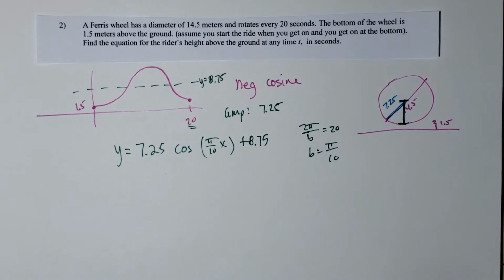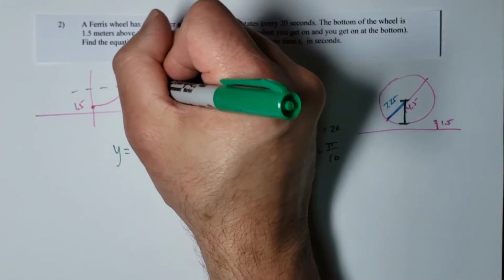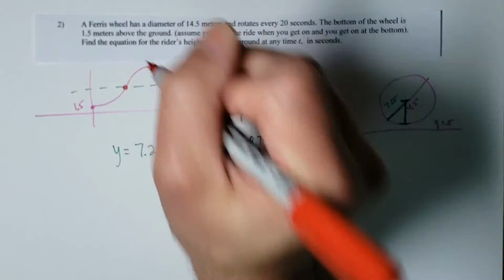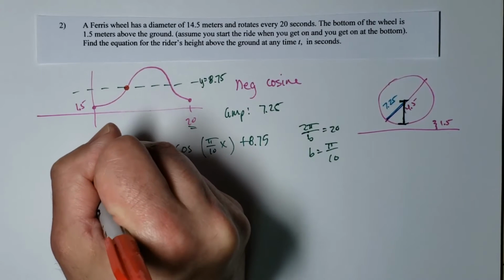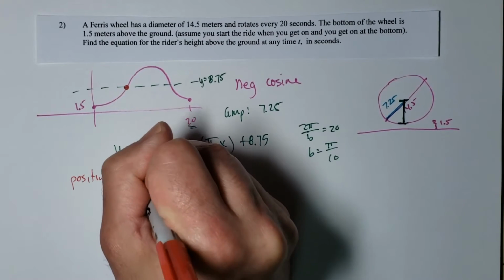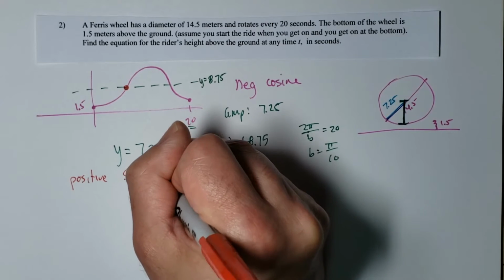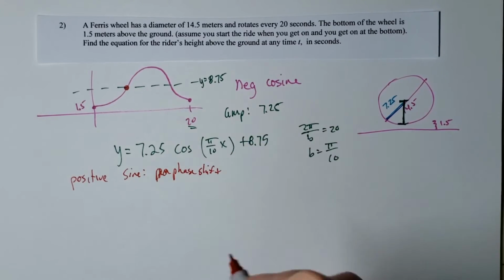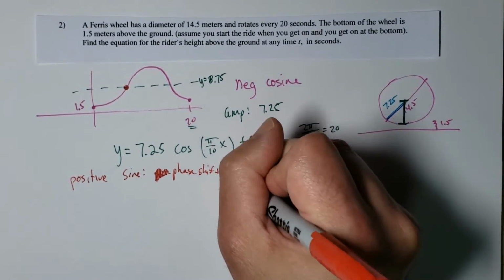Now, if you wanted to, you could not start at the bottom, and you could have a phase shift. You could move over. We could start here. Let's do it in red. Here. And now if I start with that, that looks like a positive sine graph with a phase shift of right.